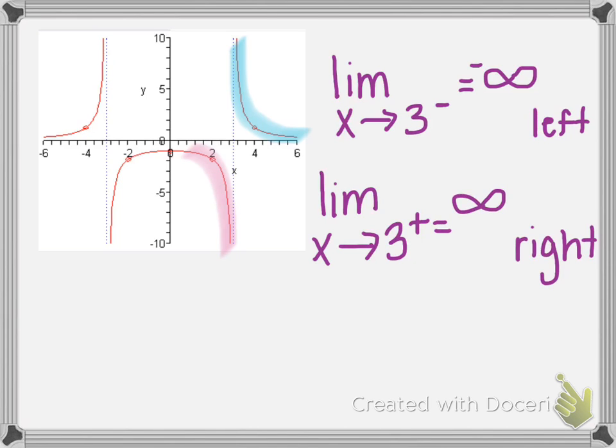So again, if you ever see that negative at the back, or a plus sign at the back, that just means from the left side or the right side. And coming from the left side or the right side can mean completely different things when we're talking about having a vertical asymptote and where your function is continuing to go.